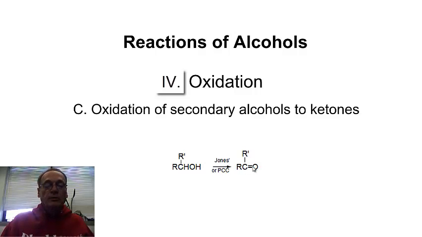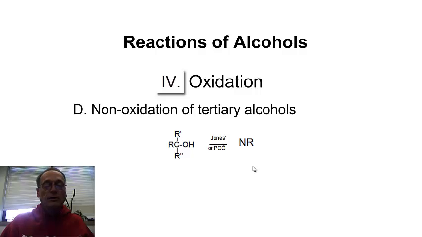And finally, what if you have a tertiary alcohol and you try to use Jones reagent or PCC? The answer is you get no reaction, because notice that if you try to put a double bond between the carbon and the oxygen, there's no hydrogen you can take off. That would be 5 bonds to carbon, and you can't do that. So tertiaries give no reaction.